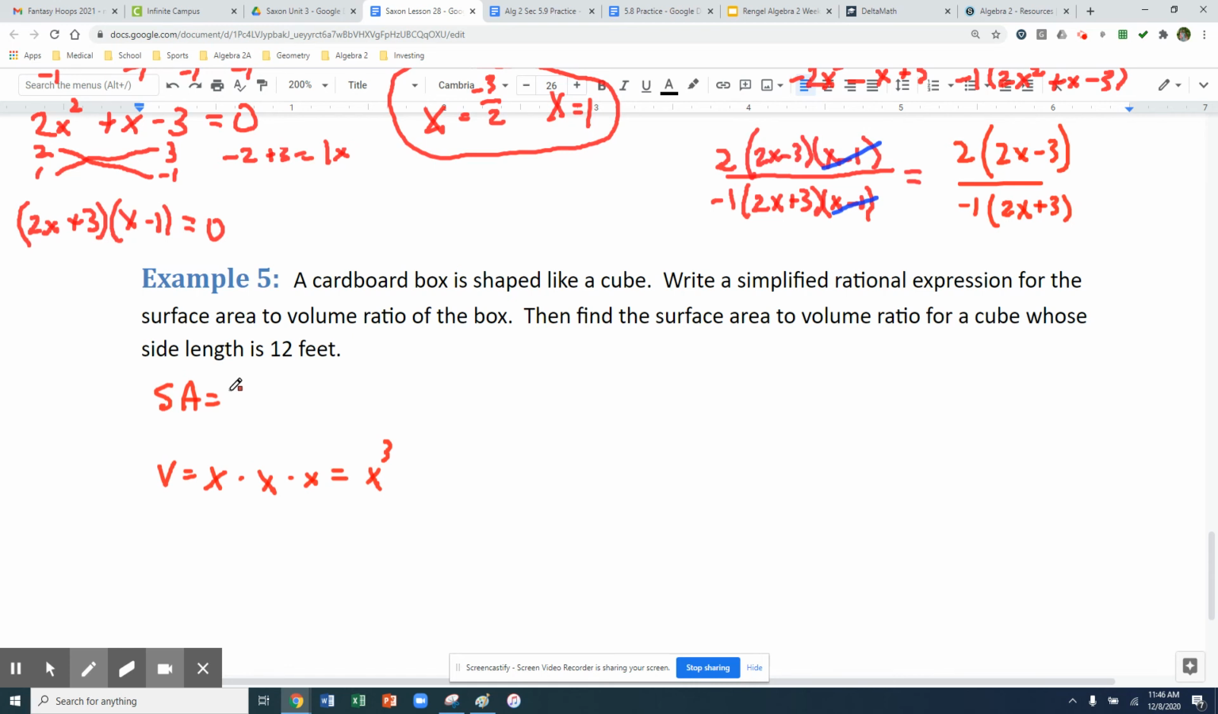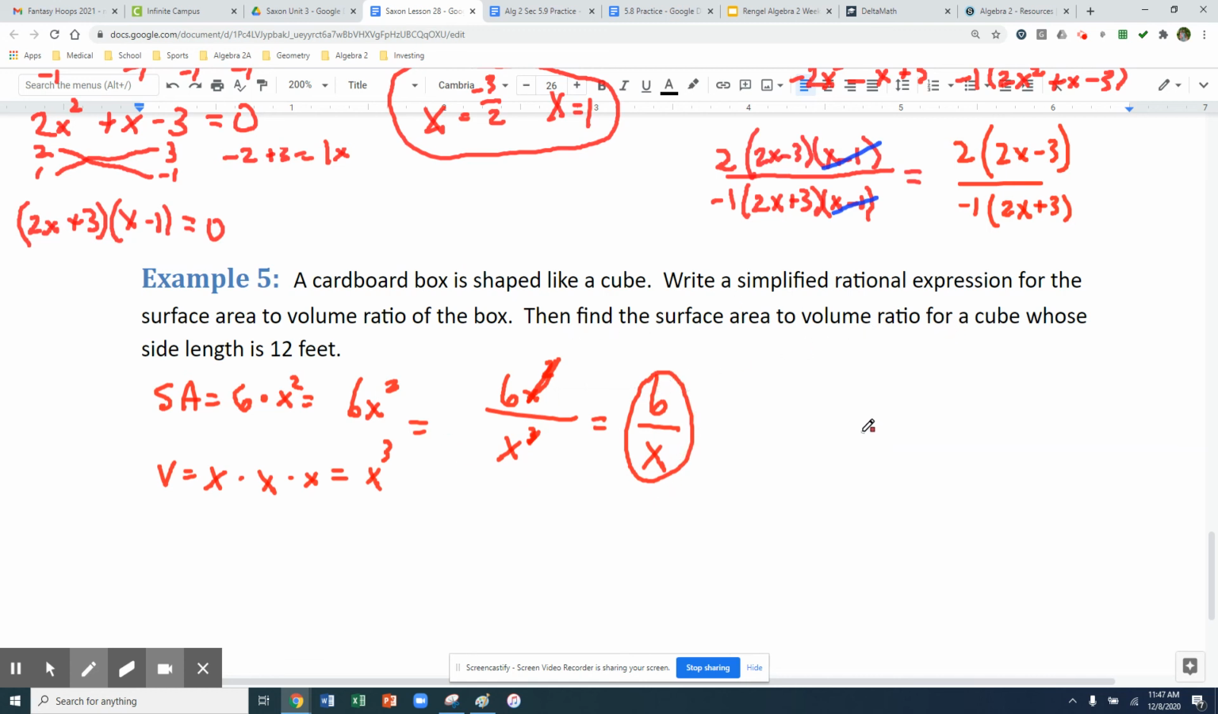Now surface area. So surface area, there's 6 total sides on a cube, and each of those sides would be the area x squared. So 6x squared is going to be the expression for my surface area. Now the ratio would just be writing this as a fraction. So my ratio would be 6x squared over x cubed. Now if you look at this carefully, those two x's are going to cancel out 2 of these. So I'm left with 6 over x. So there would be my simplified expression of the surface area of a cube compared to its volume.